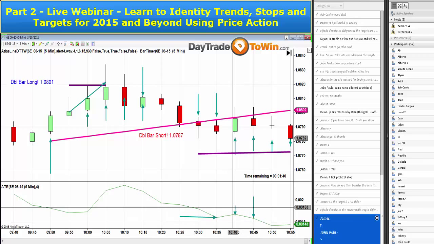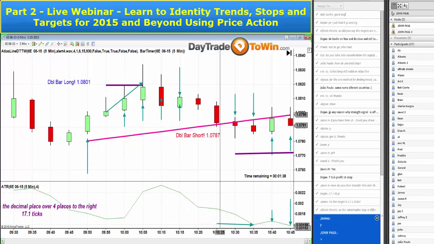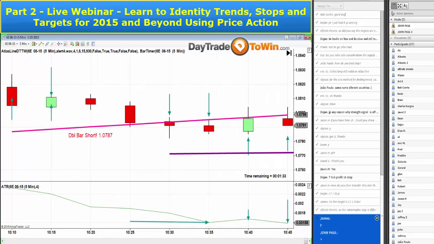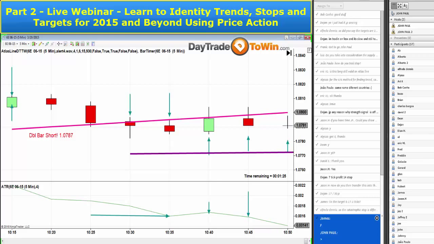So as you progress through this time-based stop, you see how this now dropped to 15 ticks. 0.00158, round down, 15 ticks. You would adjust your target to 15 ticks. And on the next candle, it dropped down to 14 ticks. So you would be adjusting your target based on what the ATR is telling you.